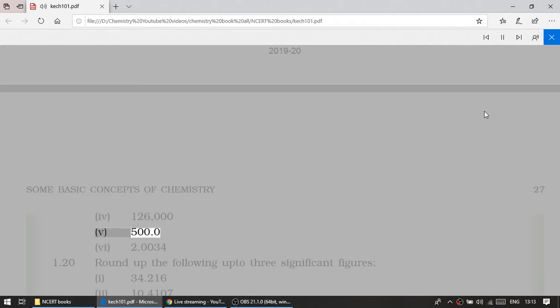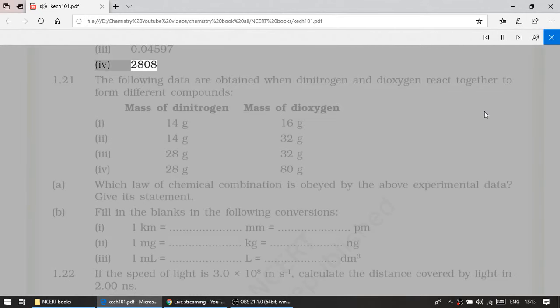1. 34.216, 2. 10.4107, 3. 0.04597, 4. 2808. 1.21 The following data are obtained when dinitrogen and dioxygen react together to form different compounds.